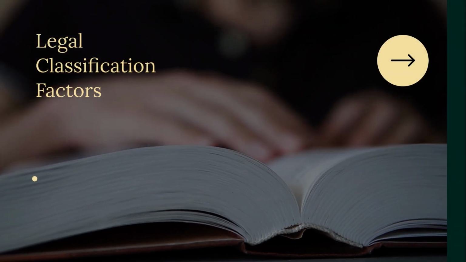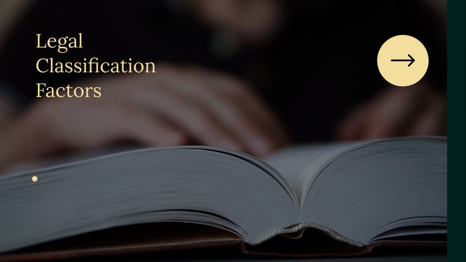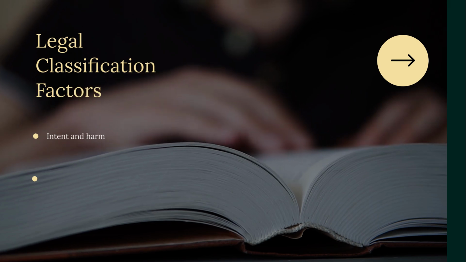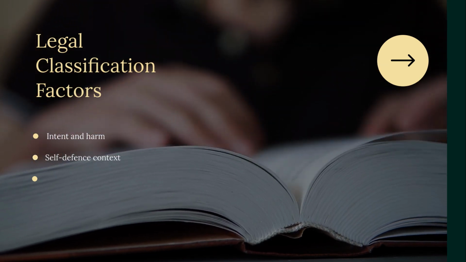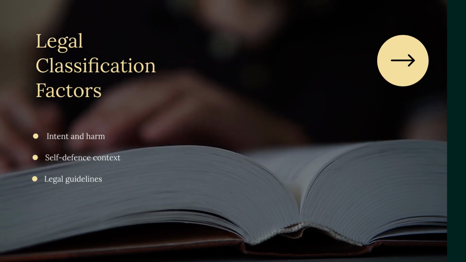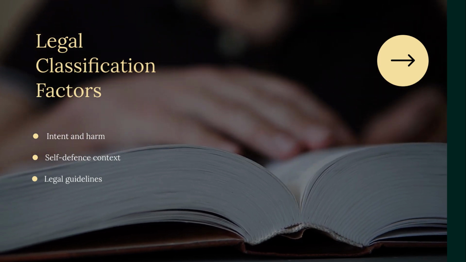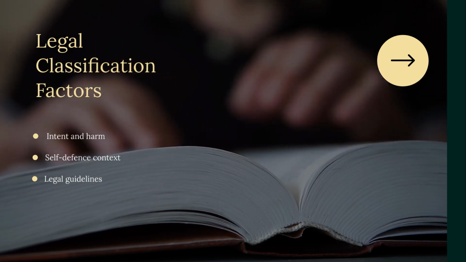The level of harm and intent are crucial in classifying offenses. Circumstances like self-defense can alter charges. Legal frameworks provide guidelines for classification. Understanding these factors ensures appropriate legal responses. Contextual factors play a significant role in legal outcomes.